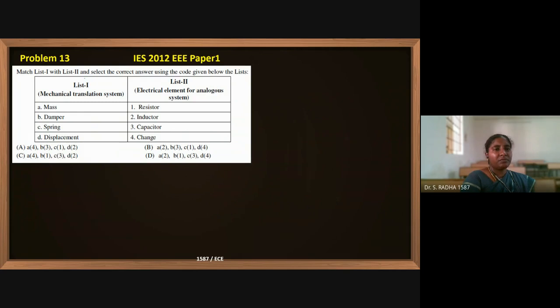Match List 1 with List 2 and select the correct answer using the code given below. Now this is IES 2012 paper, and here you can see mechanical translational system on one side and electrical element on the right side. It is not given whether it is force-voltage or force-current.